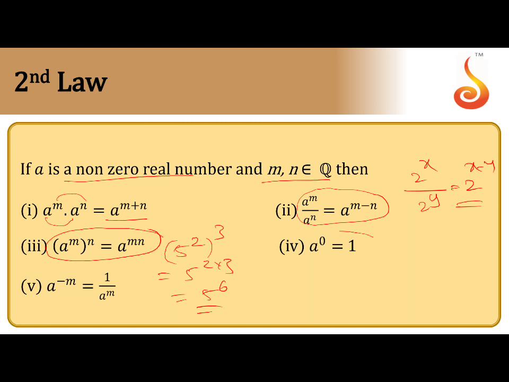Next, anything power 0, that means a power 0 is what? 1. That is general, everyone knows that one. Next, the fifth one, a power minus m. a power minus m can be written as 1 by a power m. And sometimes 1 by a power m, if given, we can bring into the numerator as a power minus m. So the reverse also we can take. This is also a very important law.